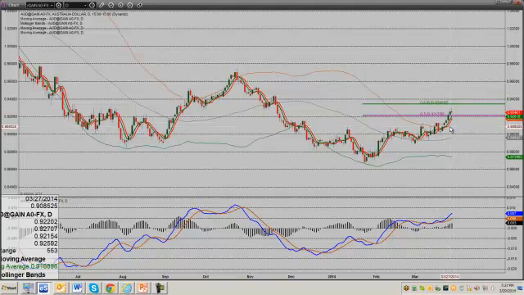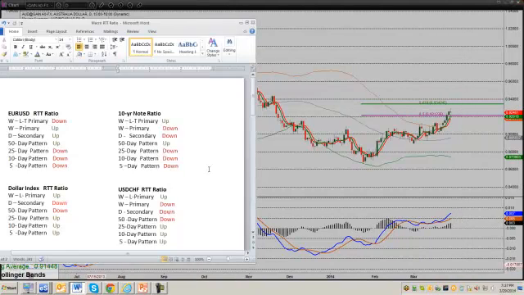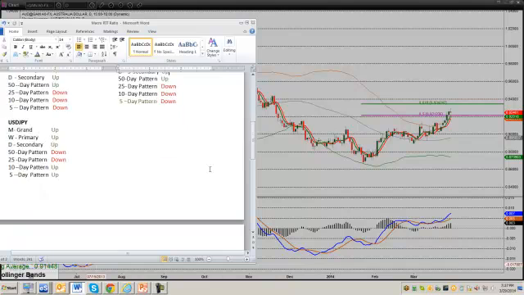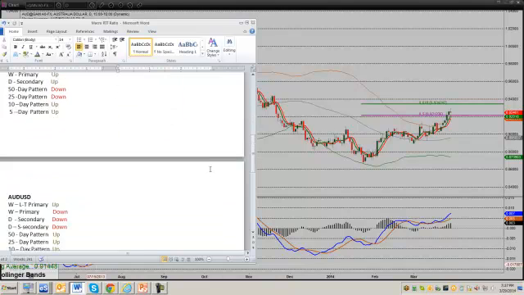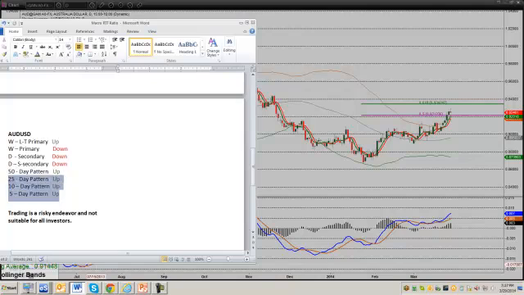That would be as a day trader. As a swing trader, you're still looking to buy dips. You want to trade with the majority of patterns. I think our RTT ratios are pretty telling right now, and you're going to see a somewhat familiar pattern here in the Aussie. There it is. All these short-term guys are up, but these longer-term patterns are still down.